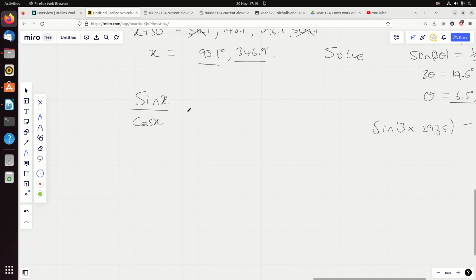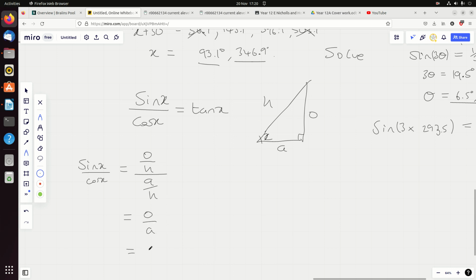Sin x divided by cos x is tan x. It's really easy to see why actually as well, because if you've got a right angled triangle, let's say x is that angle, this is opposite, this is adjacent, this is hypotenuse, sin x is O over h. Yeah, that's right, sin x divided by cos x is O over h divided by A over h. But if you were going to simplify that, you'd times top and bottom by h to realise it's O over A, and opposite divided by adjacent is tan x. Yeah, so sin x divided by cos x is tan x.